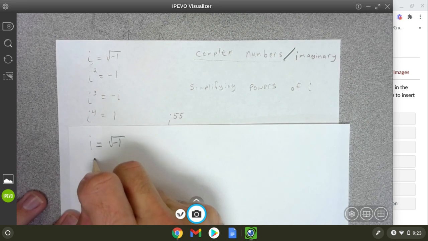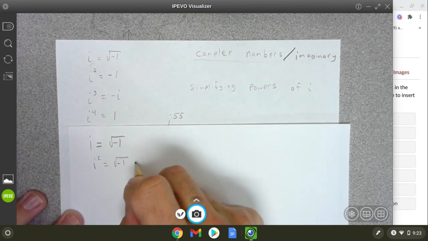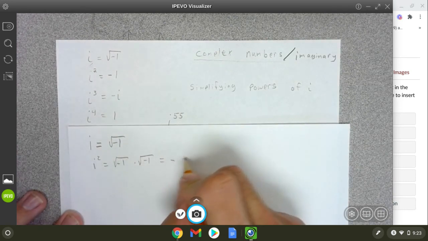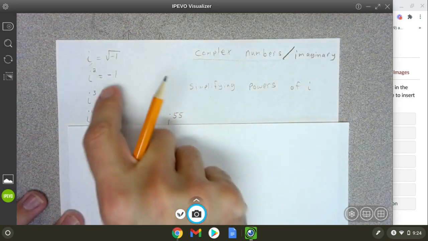Now to figure out i squared, we're just going to do the square root of -1 times the square root of -1, and the radicals cancel. So when you multiply two square roots, the square roots just cancel, and you're left with whatever was underneath, which is -1. All right, there's that one.